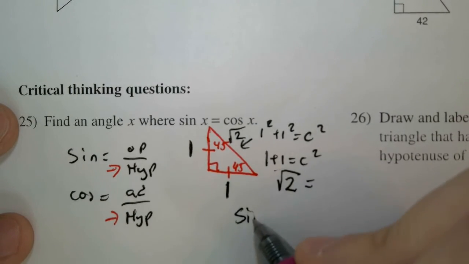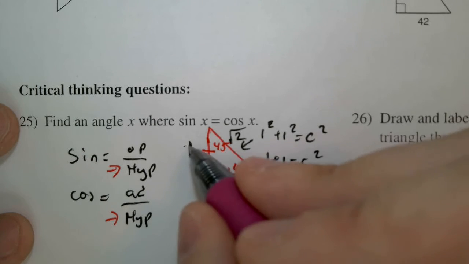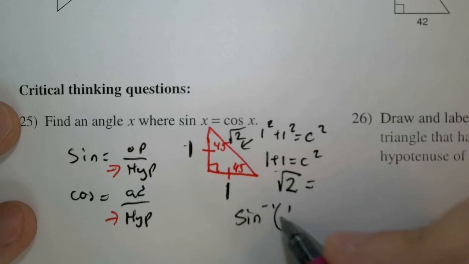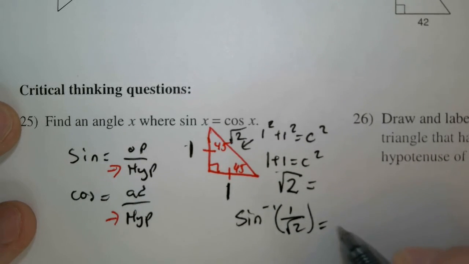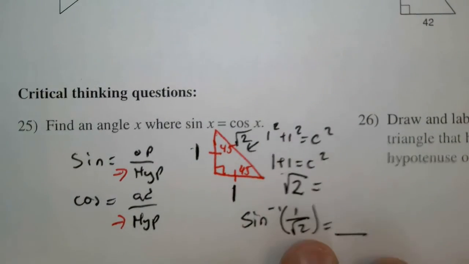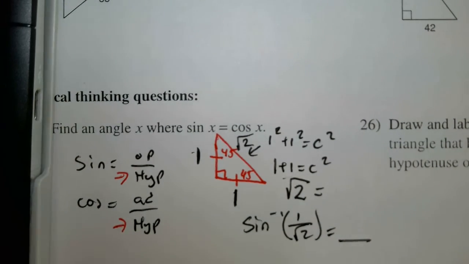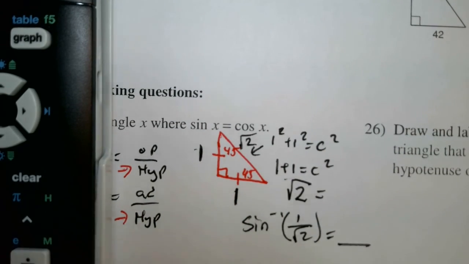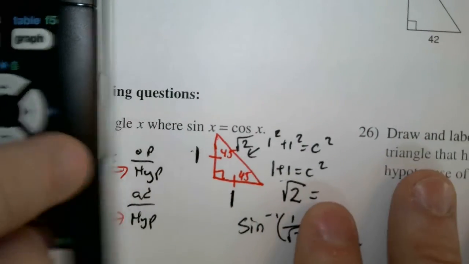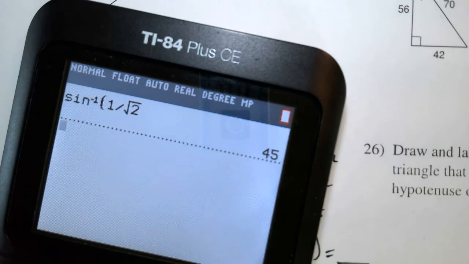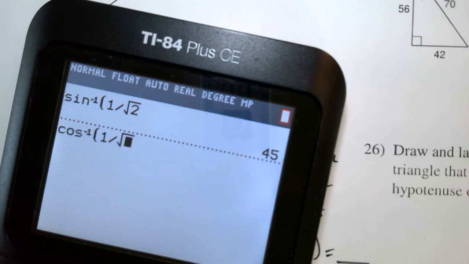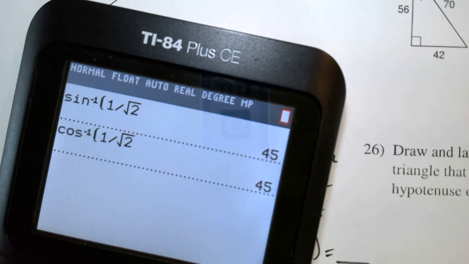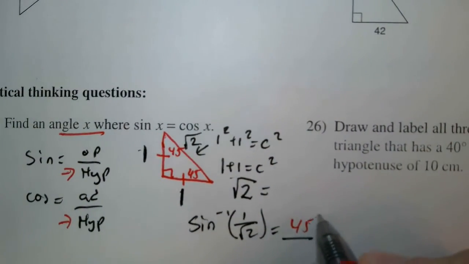What is sine -1 of opposite over hypotenuse? So that would be 1 over the square root of 2. Does that in fact equal 45 degrees? I'm pretty confident it does, but let's make sure. Sine -1, 1 divided by the square root of 2 in my calculator is 45. Now let's see if that's the same for cosine. 1 divided by the square root of 2 is also 45. So the angle, I wanted the angle, is 45 degrees.